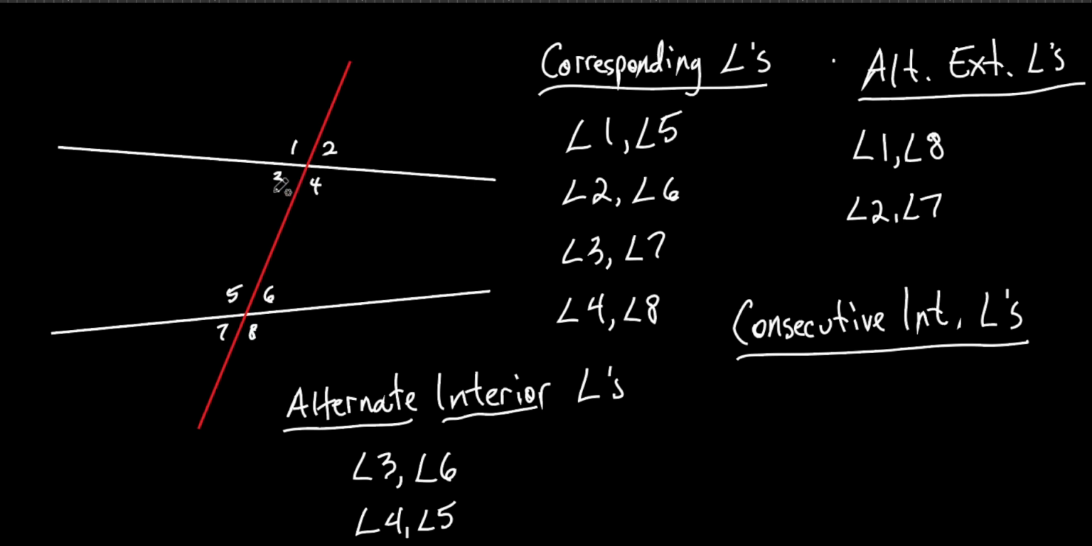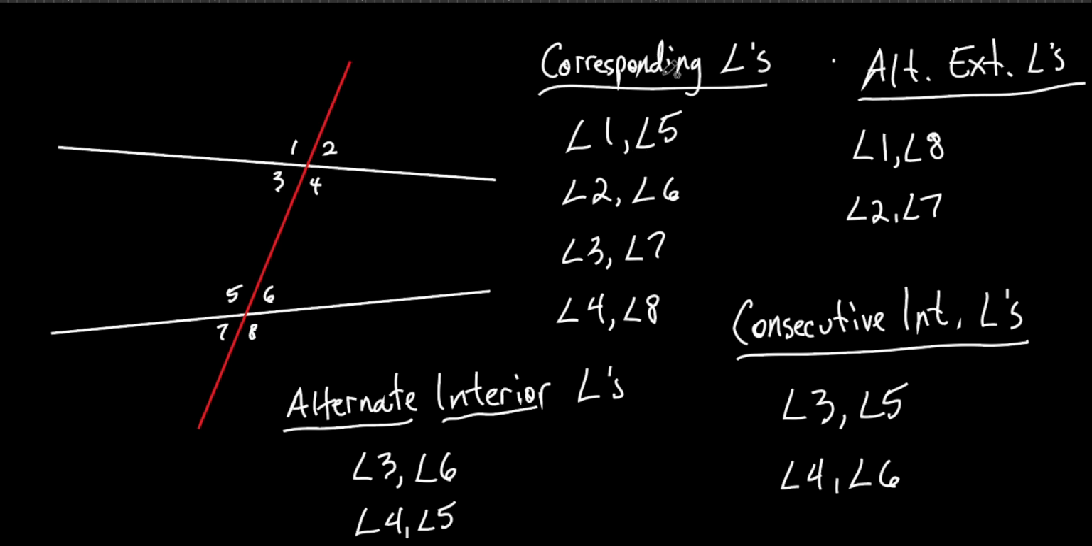Now, consecutive means one after another. That could be confusing with 3 and 4. 3 and 4 would not really be considered consecutive angles. But 3 and 5, just know what they are. So angle 3 and angle 5, they're consecutive interior angles, and angle 4 and angle 6, they are consecutive interior angles. So it's very important that you know the groupings of these angles and what the names of them are, okay?